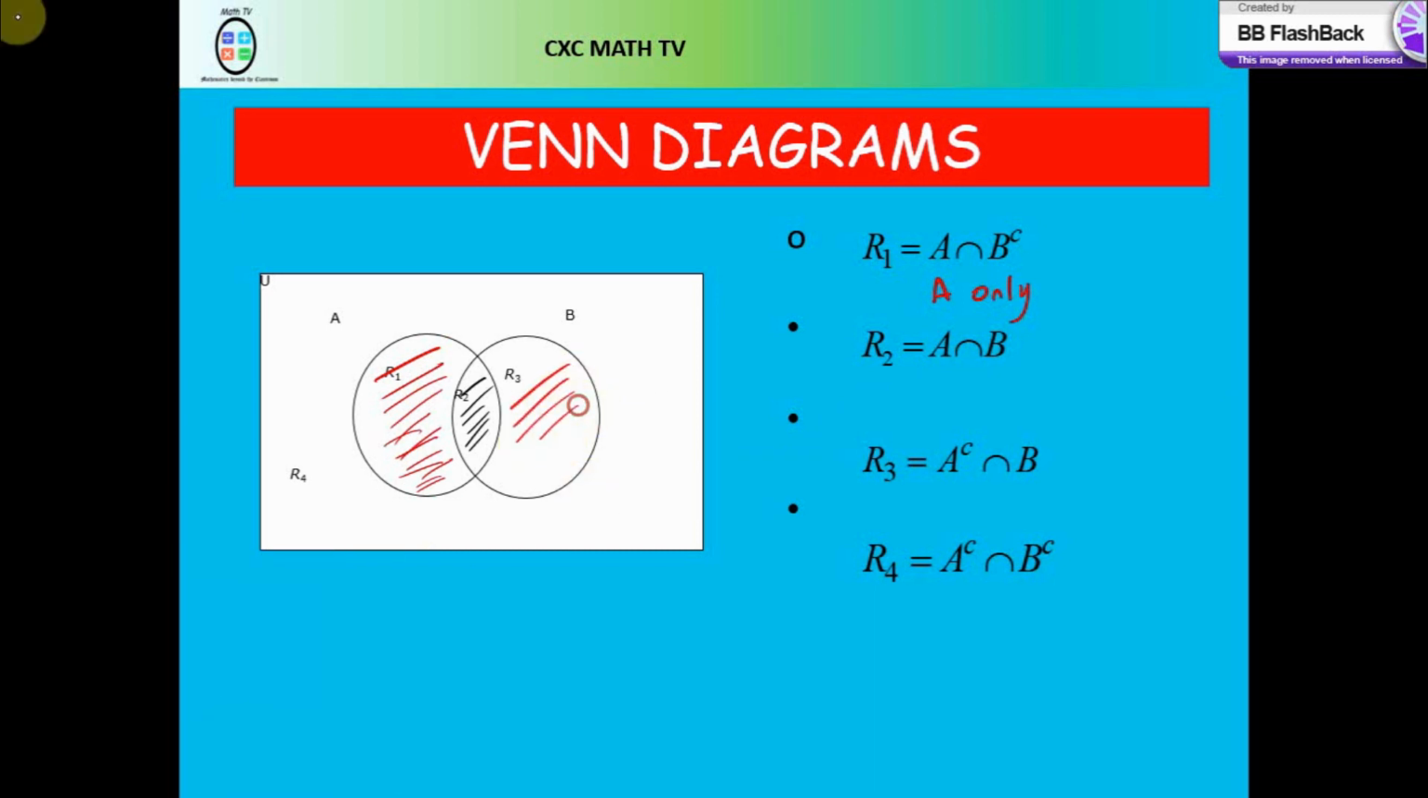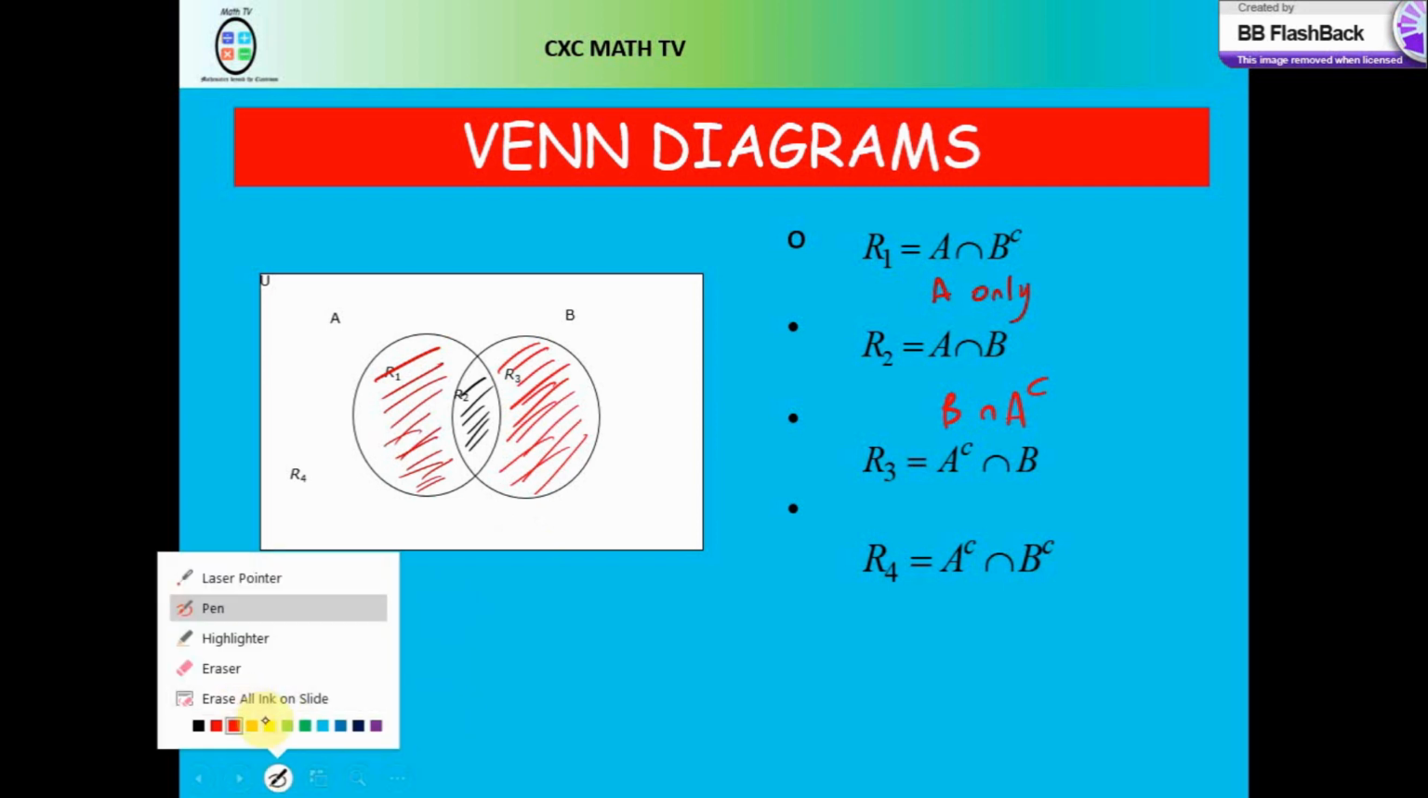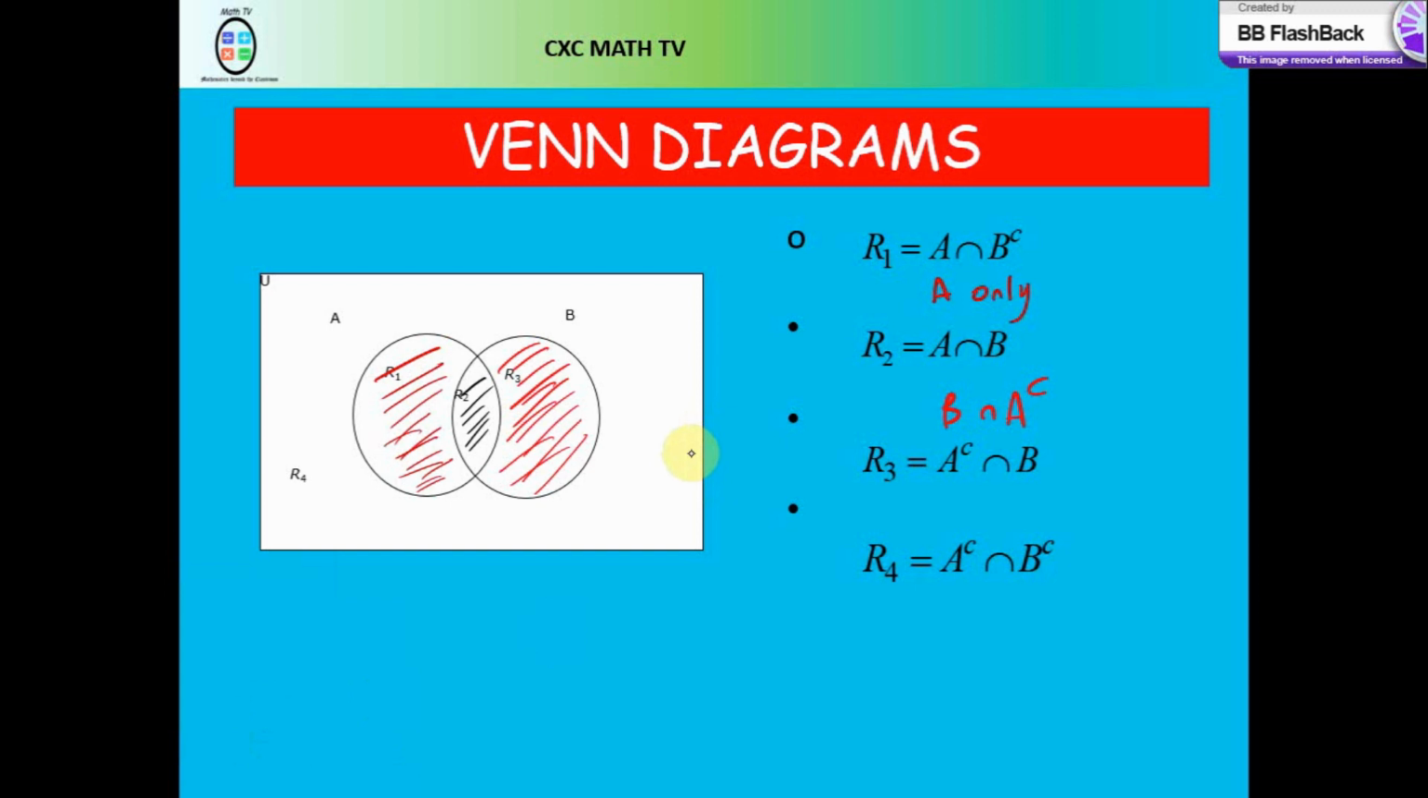How do you write B only? This area that I'm shading is R3. R3 is going to be B intersect A complement. That is R3. Then R4 is everything on the outside, and everything on the outside is just A complement intersect B complement.